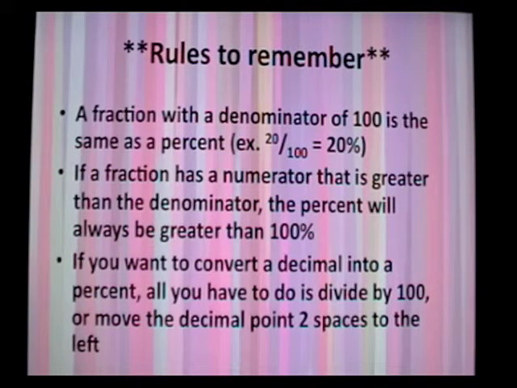Here are some rules to remember when you're solving questions with percents and proportions. A fraction with a denominator of 100 is the same as a percent. An example of that would be 20 over 100 is the same as 20%. If a fraction has a numerator that is greater than the denominator, the percent is always going to be greater than 100.